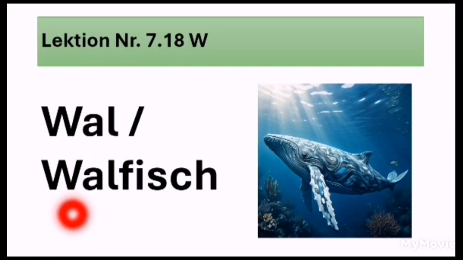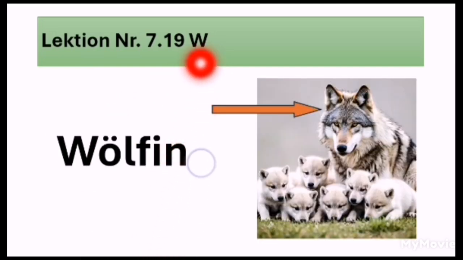W, wall. Or you can say wallfish. Whale, okay? In English it is whale, but in German it is wall or wallfish. W, Wulfen. Wulfen. She-wolf, okay?